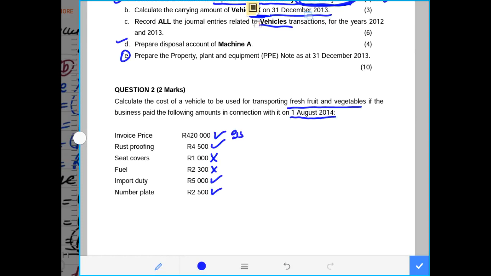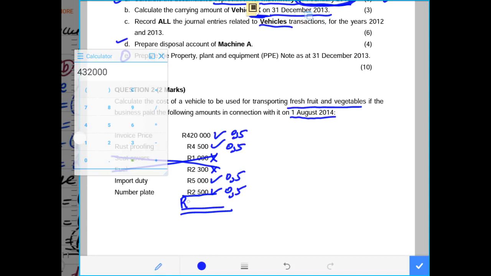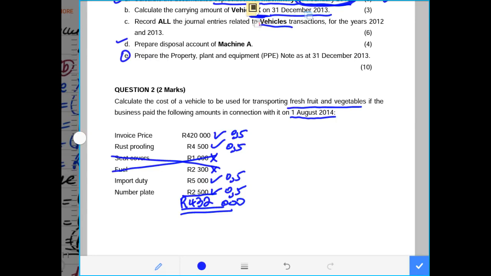So it will be half a mark for each of these, and you get your 2 marks. In other words, you just write these, and you ignore the other two. After you get to the total, let us check how much will be the total cost to be capitalized. So the cost to be capitalized will be 420,000 plus 4,500 plus 5,000 plus 2,500, which is 432,000 rands. This will be the total cost of this motor vehicle.